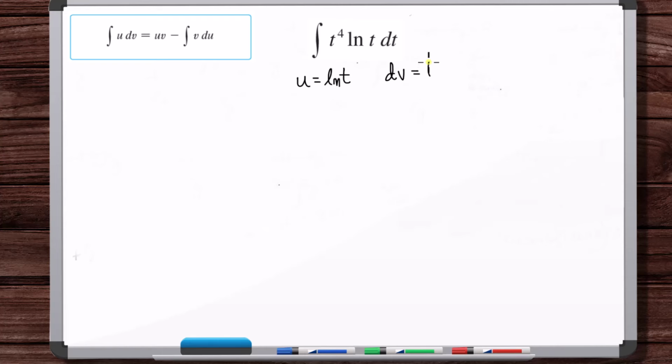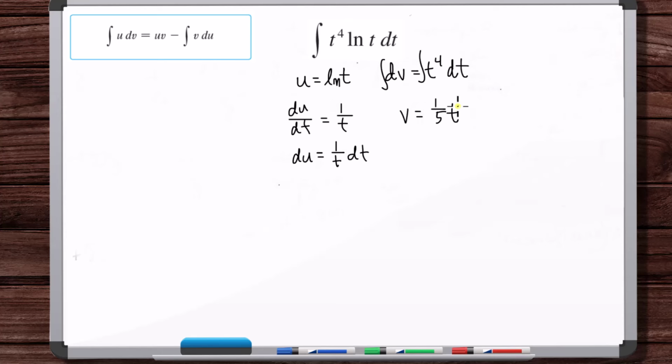dv is equal to t to the 4th dt. So du dt is equal to 1 over t. du is equal to 1 over t dt. Okay, the power rule for integration says that we do 1/5 t to the 5th. That's not so bad.